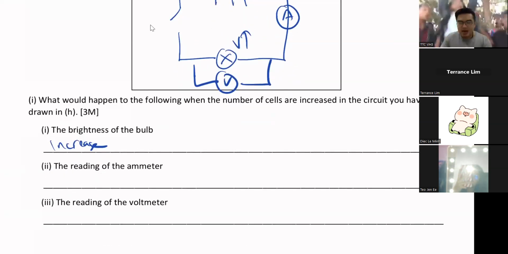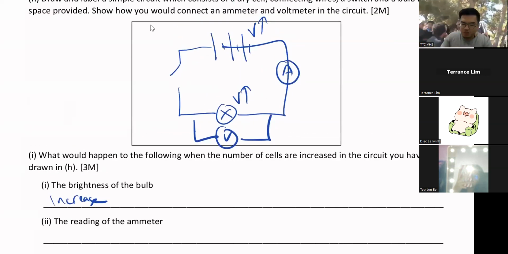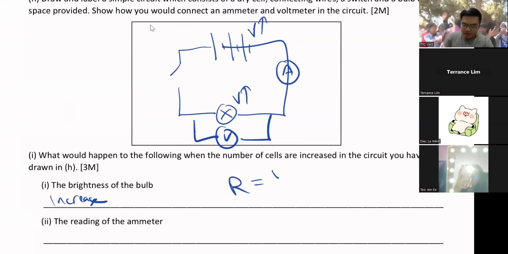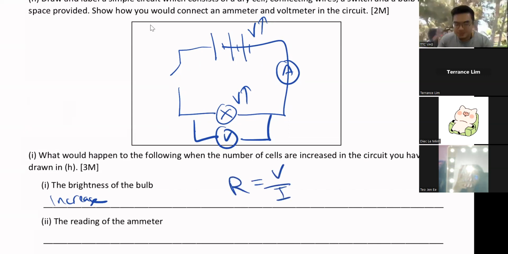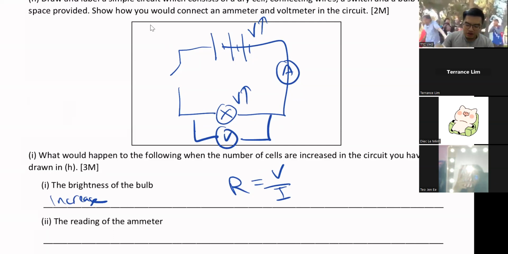Reading of the ammeter. Guys, what about the ammeter? Everything we use a formula, right? R equals V over I. Let me ask you, is the R changing? Am I adding more bulbs here? I'm just adding batteries. Am I putting 2, 3, 4 light bulbs here? No, right? So the resistance doesn't change.